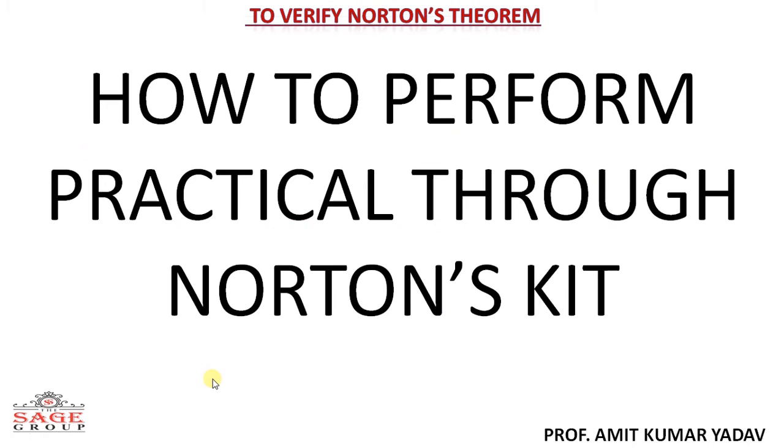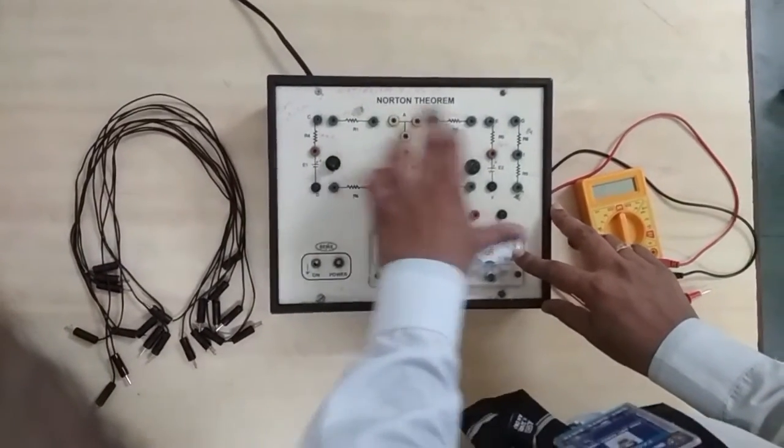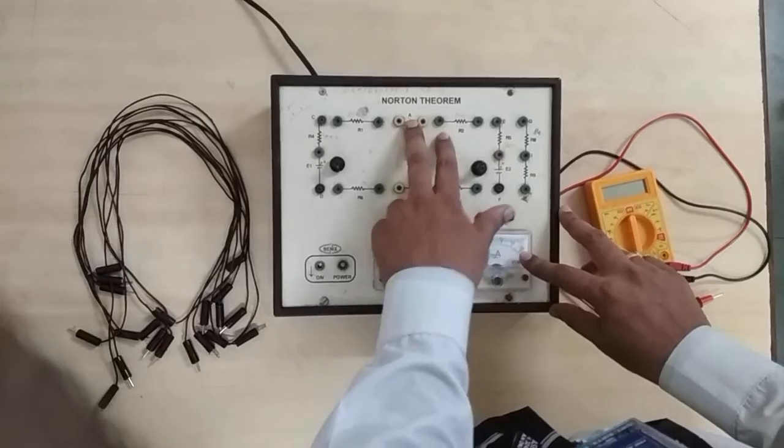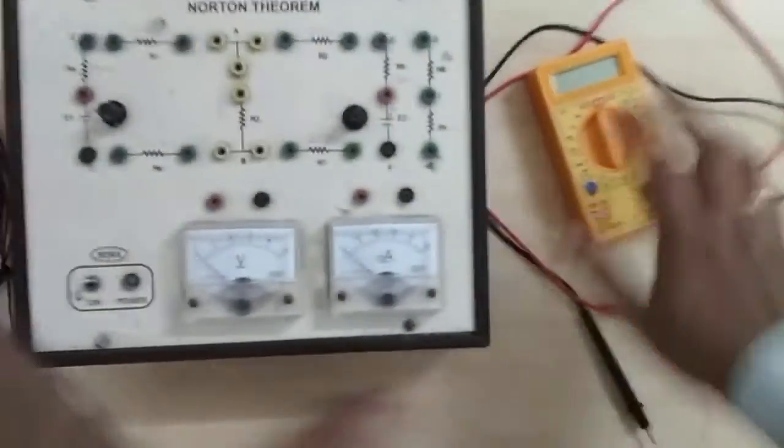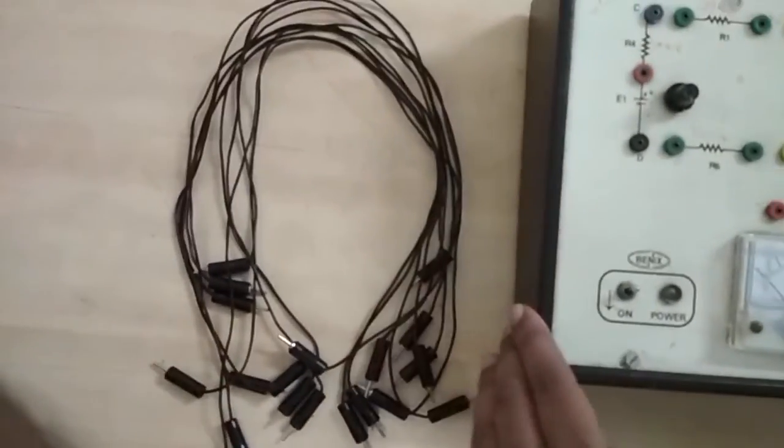Now in the second part of this video we are going to perform this Norton theorem on an experimental kit, calculate the experimental values, and after that compare those experimental values with the theoretical values. In this experiment we are going to perform Norton theorem. For performing this theorem we require this Norton theorem kit. We also require this multimeter and these patch cords. Okay, so let's start.